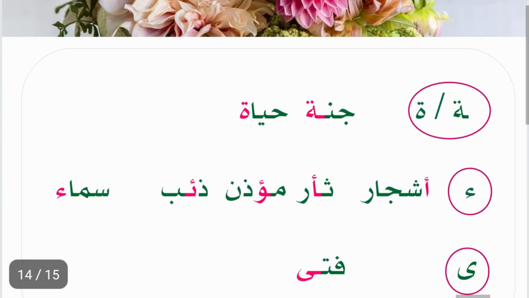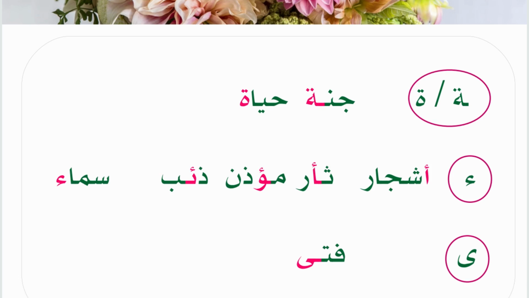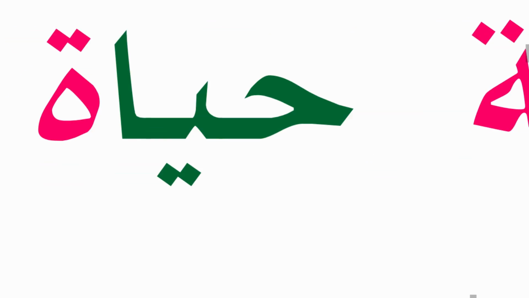Remember we said ta marbuta, right? We mentioned before that it's another form of ta. That's how we write it. As it's always at the end of the word, we just write it with or without the short line according to what? According to the previous letter. If it's going to be connected, write it like this one. If not connected, write it like this one.